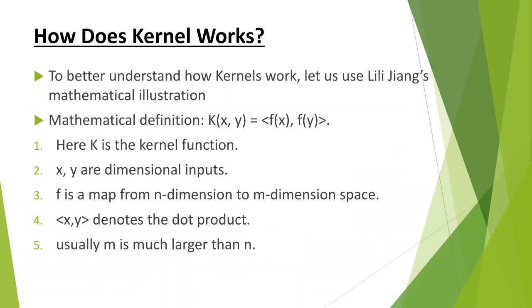How does a kernel work? To better understand how a kernel works, the mathematical definition for the kernel function is k(x, y) = <f(x), f(y)>. Here k is the kernel function, x and y are n-dimensional inputs, and f is a map from n-dimensional to m-dimensional space. <x, y> denotes the dot product. Usually m is much larger than n.